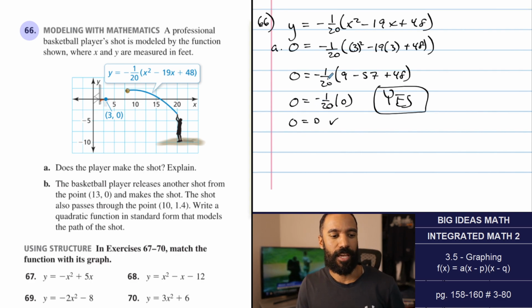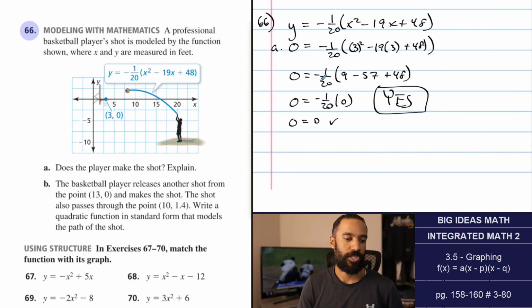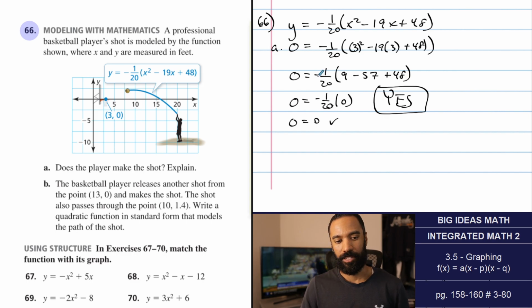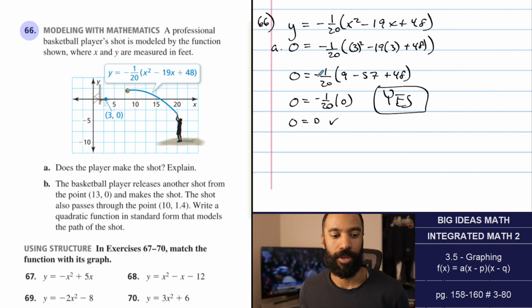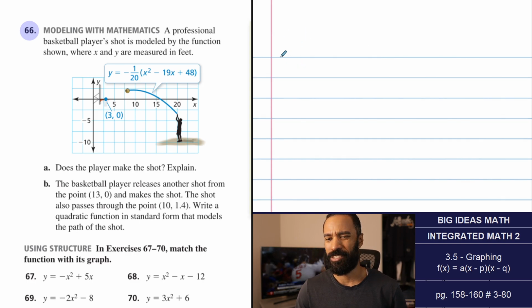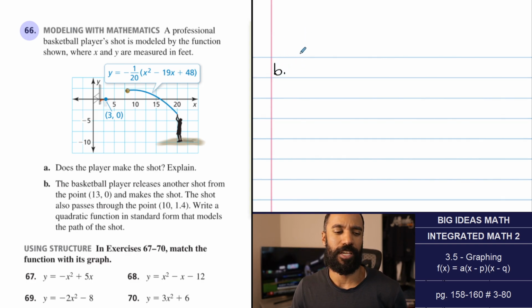The basketball player releases another shot from the point 13, 0 and makes the shot. The shot also passes through the point 10, 1.4. Write a quadratic function in standard form that models the path of the shot. And try and let your back feel good, because it just started to strain a little bit more in the upper right.